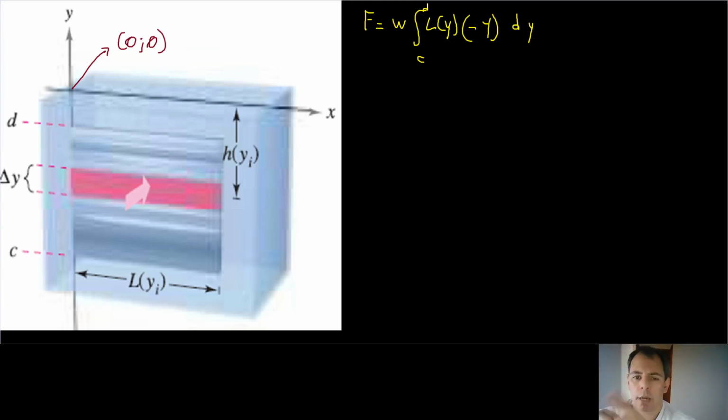A vertical gate, okay, now we're going to try to do some exercise. A vertical gate in a dam has the shape of an isosceles trapezoid, 8 feet across the top and 6 feet across the bottom, with a height of 5 feet, as shown in figure 7.71a. What is the fluid force on the gate when the top of the gate is 4 feet below the surface of the water? Okay, so the figure that they're talking about is this one.